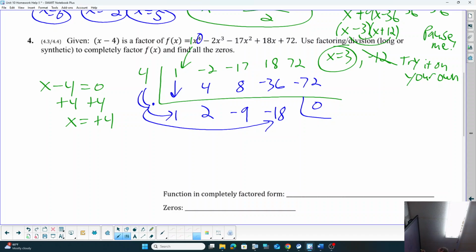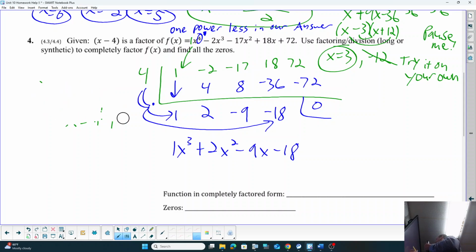And remember, it's 1 power less in our answer. So that's going to be not actually the fourth, but 1x to the third power, 1 power less, plus 2x squared minus 9x minus 18. Then you're going to have to pull out the GCF. So go ahead and pull out that GCF now to get all our factors.